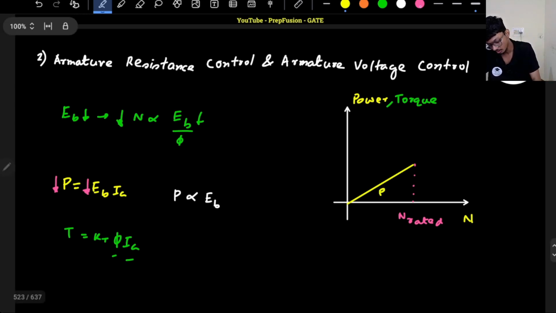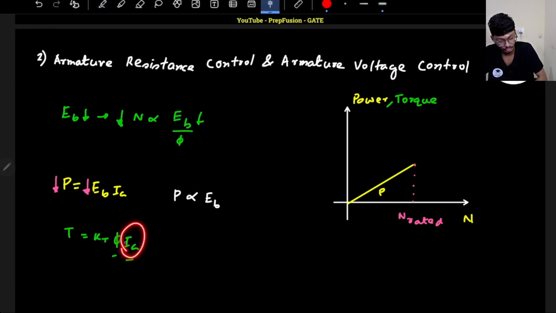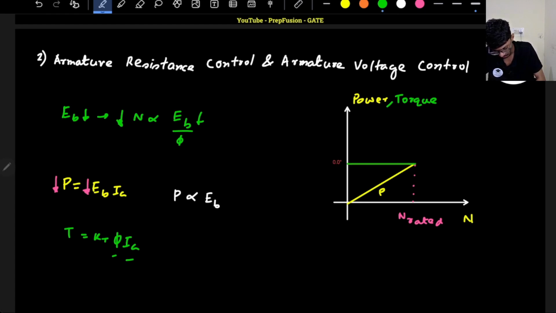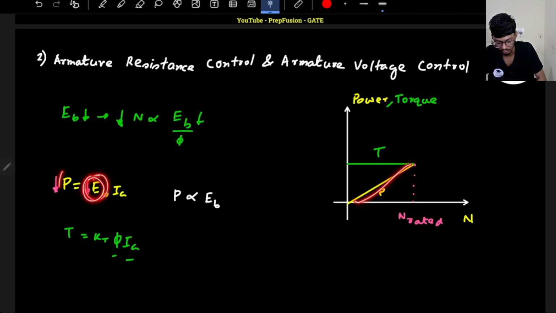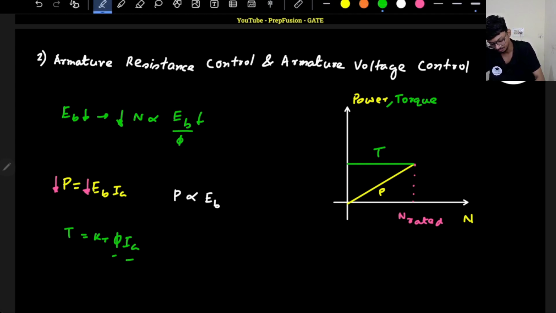For torque, it is constant because IA is not changing and flux is also not changing, so it will be just a constant torque drive. So torque will be constant, it will not vary with respect to speed. So if I reduce my speed below N rated, my EB reduces. If EB reduces, my power will reduce. But torque is constant because phi and IA will be constant. So in case of armature voltage and armature resistance control, it behaves as a constant torque drive.